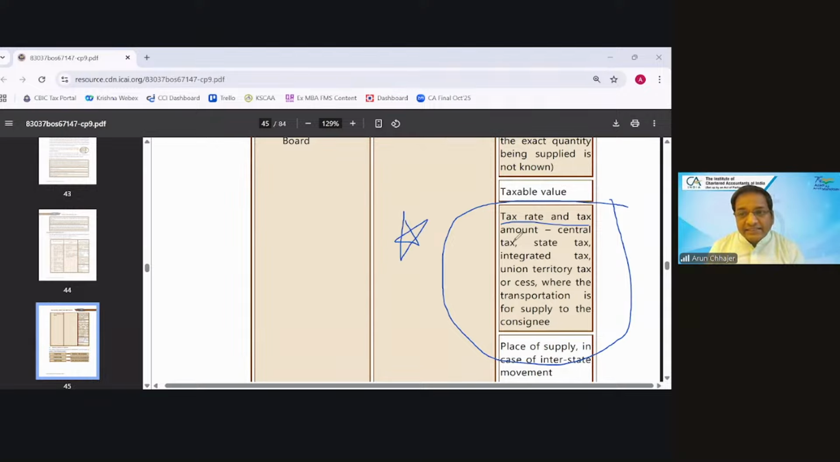Tax rate and tax amount. Will it always be reported? Check the language. Tax rate and tax amount, where the transportation is for supply to the consignee. If it is a supply, will I prepare the tax invoice or the delivery challan? If I am moving goods which are a supply, will I prepare the delivery challan or the tax invoice?